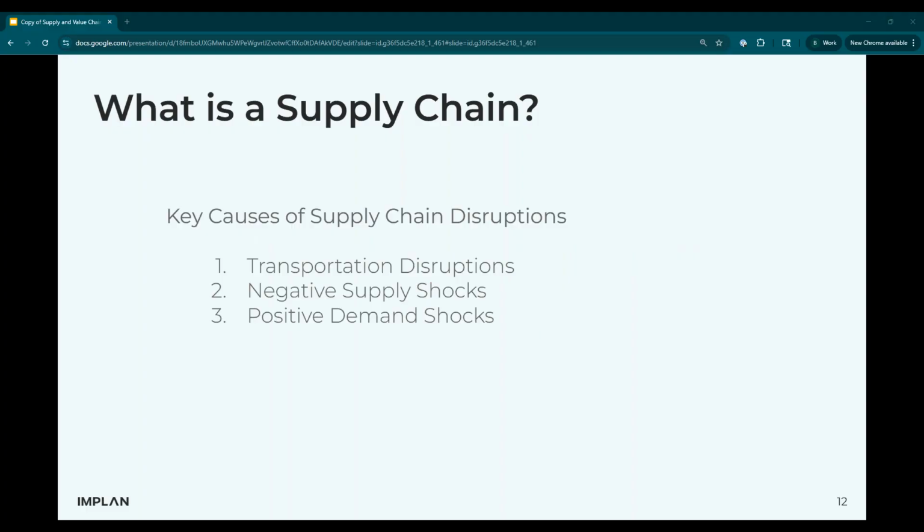We've seen a lot of disruptions in supply chains recently. They've been in the news, so I do feel like I should touch on them briefly. There are three key causes of supply chain disruptions that we're going to use to inform our discussion today. The first are transportation disruptions, and these can occur due to weather events, disasters, conflict, disease, right?